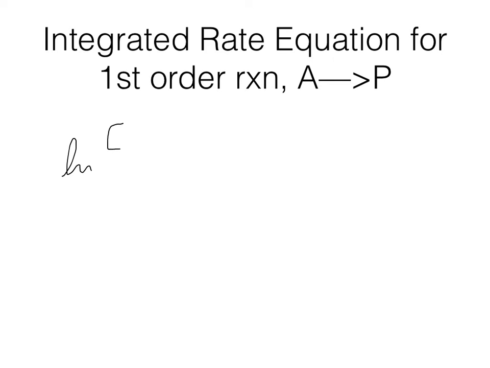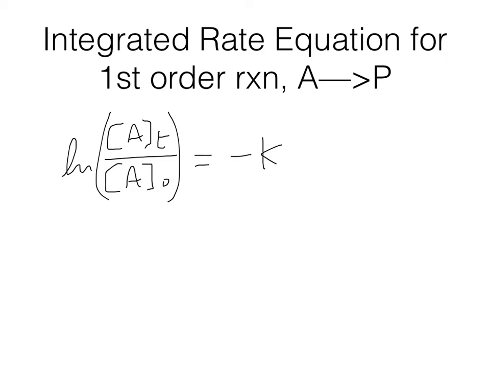For a first order reaction, it looks something like this. The natural logarithm of the concentration of our reactant A at time t divided by its value at the start of the experiment is equal to minus k times the time. So there's really three things here that can vary: the initial concentration A, the concentration at time t, and the time t. And of course, k is our rate constant. If we know k, it basically tells us how everything's linked together.